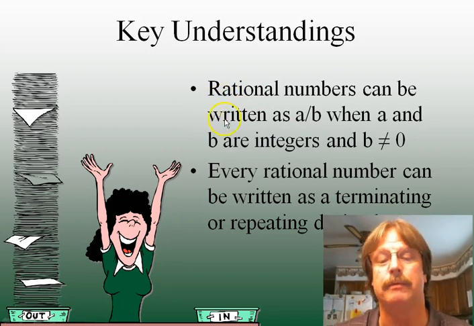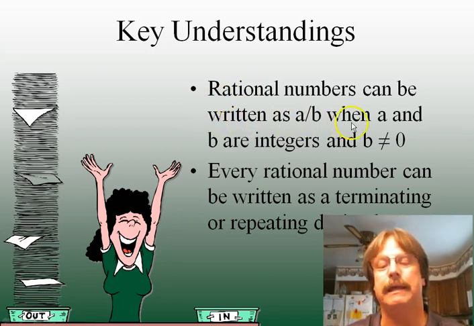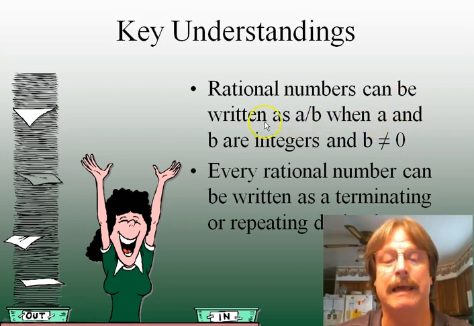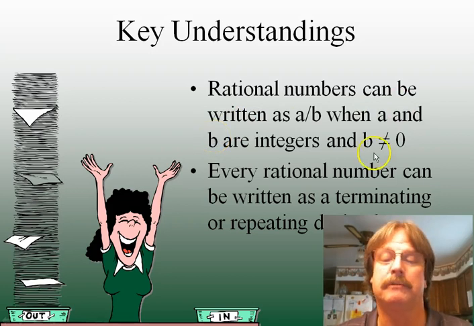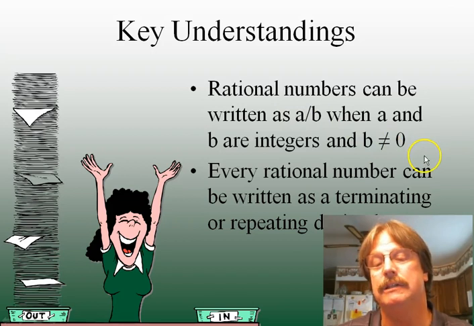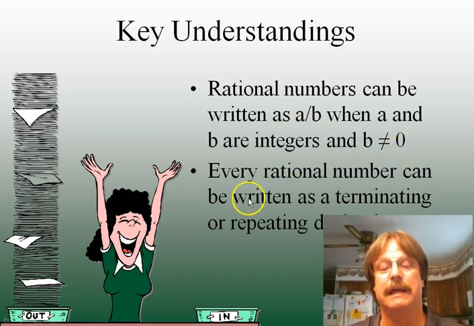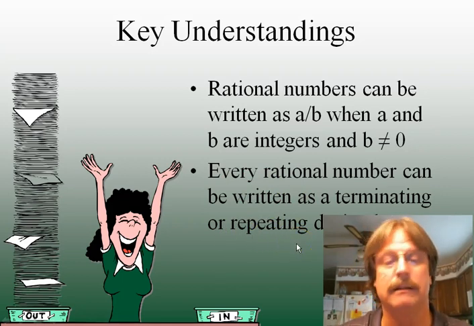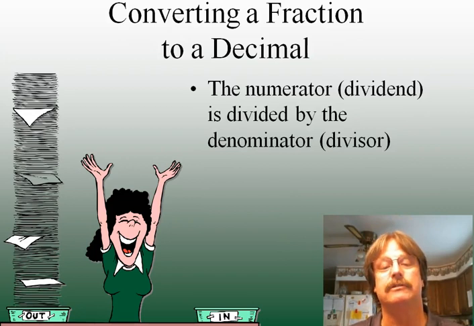Rational numbers can be written as a divided by b when a and b are integers and b does not equal 0. So kind of introducing some algebra here for you guys. A represents a number and b represents a different number. But remember, when you're creating a fraction, b cannot be 0 because that is considered undefined. And then every rational number can be written as a terminating or repeating decimal, and we'll go into that in the lesson.